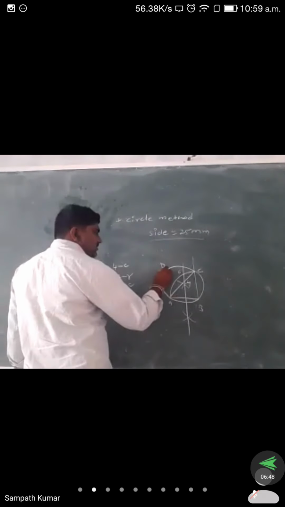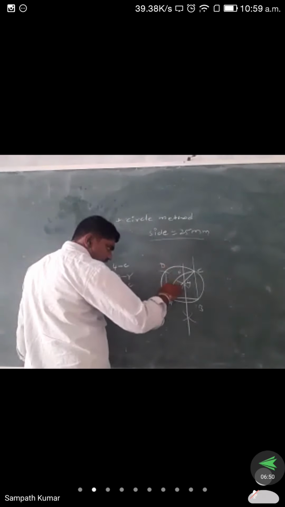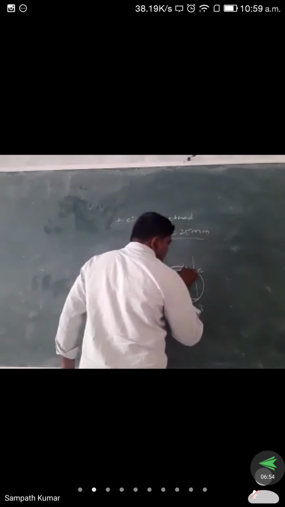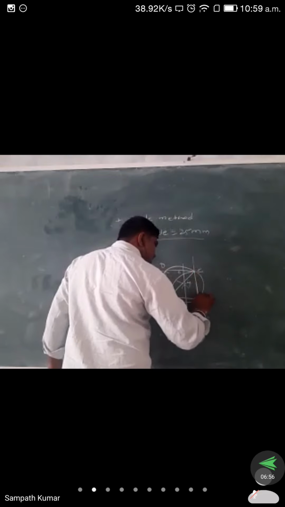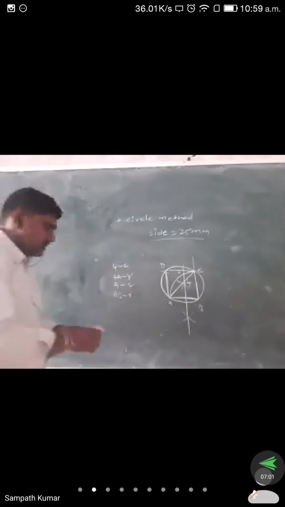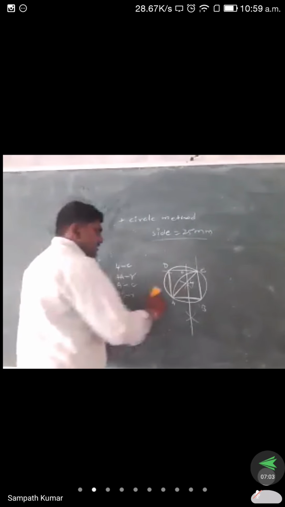Then with A as the center, we have to draw the arc. Then join A with D and D with C. This is the required square.